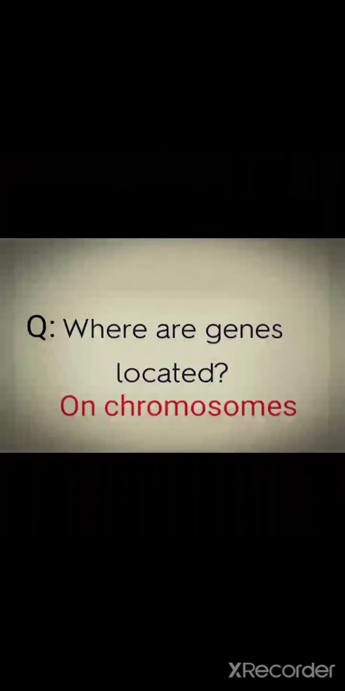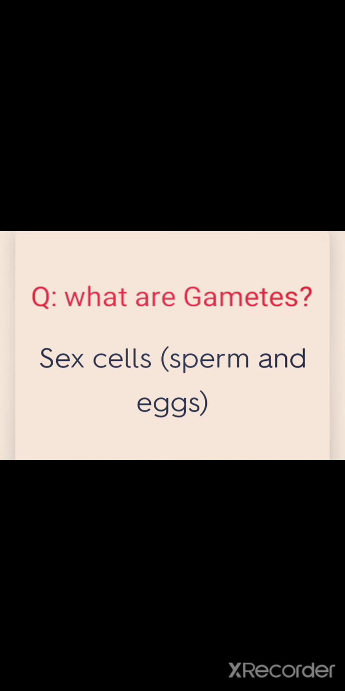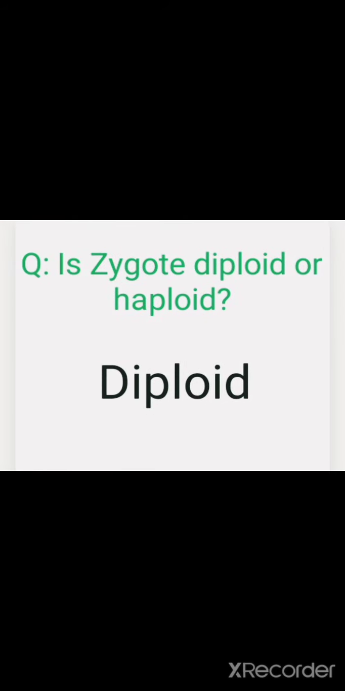Where are genes located? And the answer is, genes are located on the chromosomes. What are gametes? Actually, sex cells or reproductive cells are called gametes, that is sperms and eggs. Is zygote diploid or haploid? So zygote is always diploid.